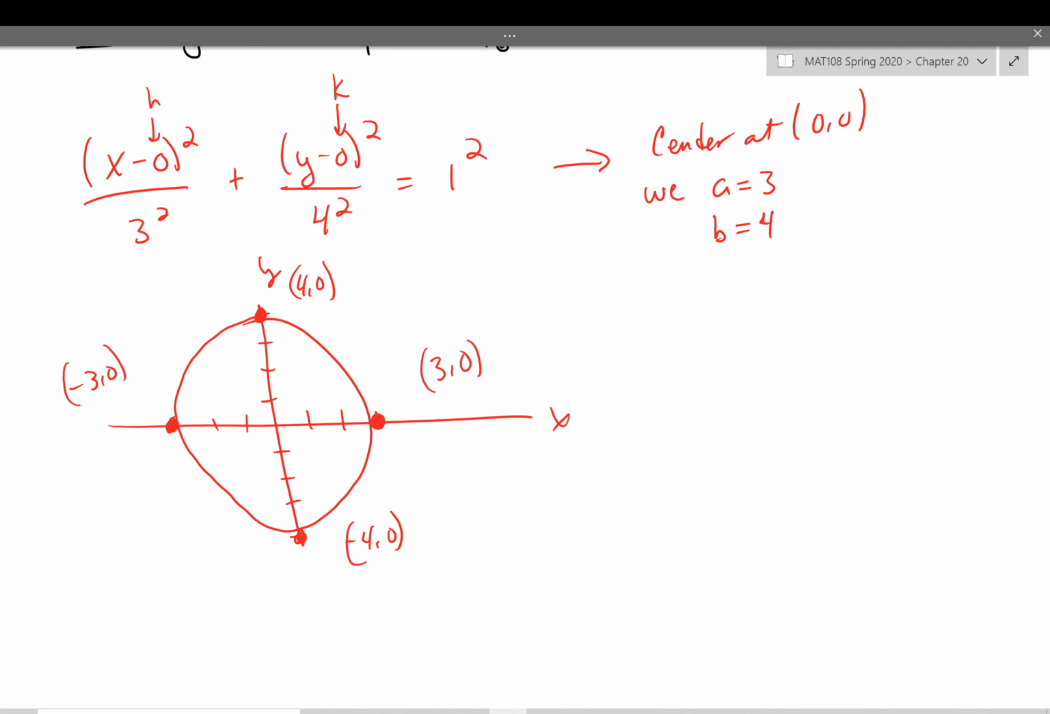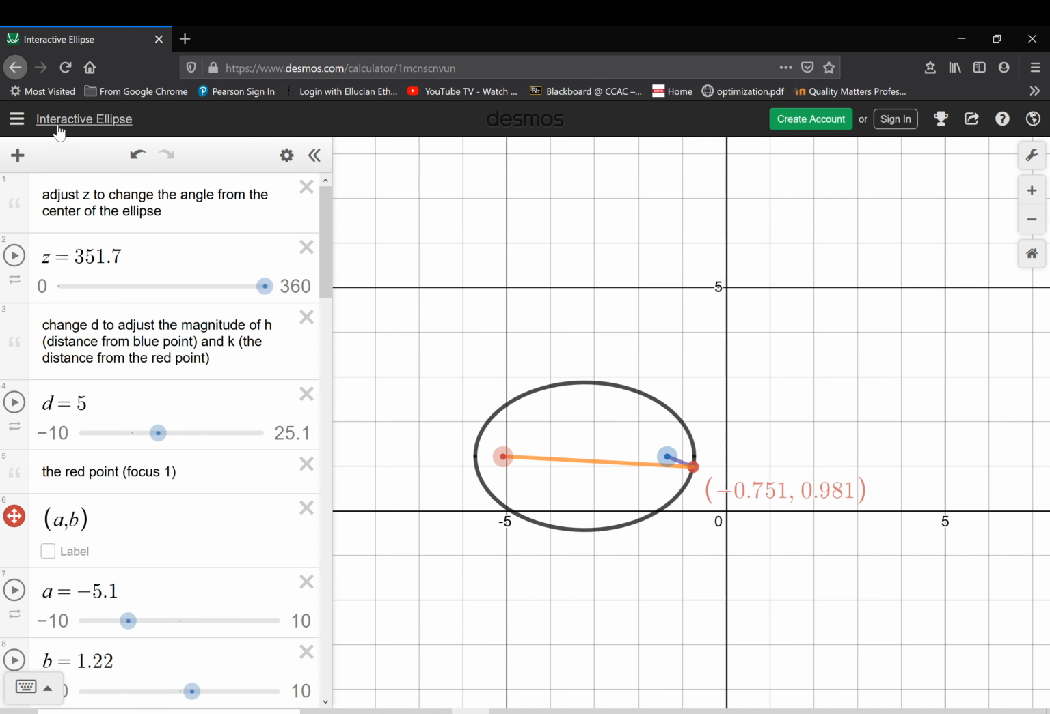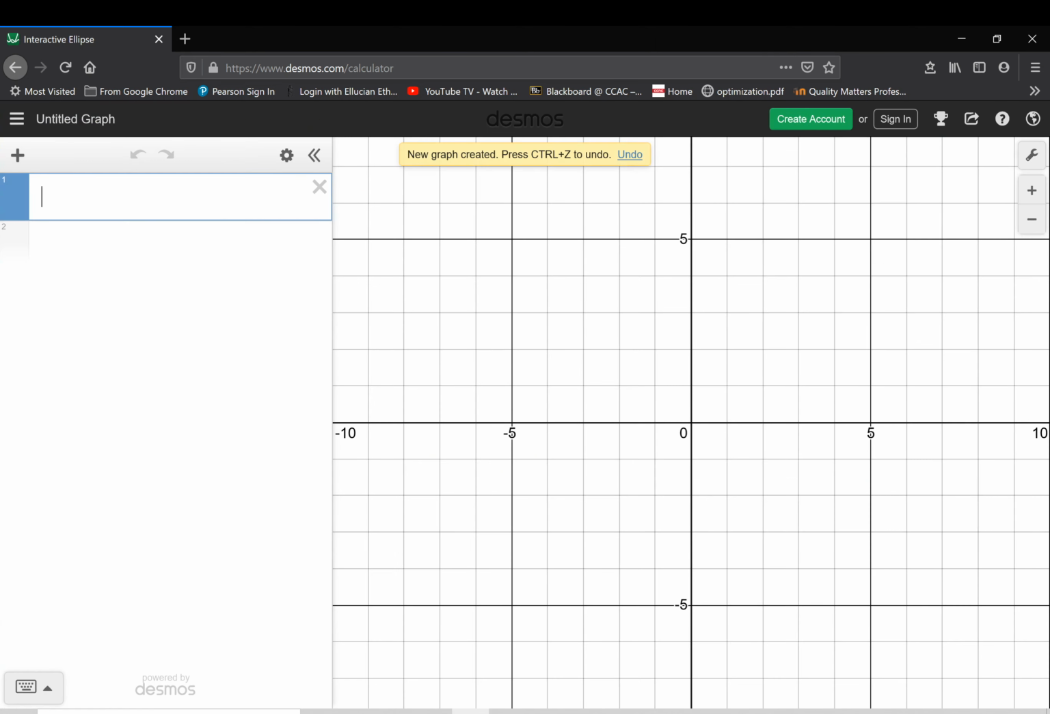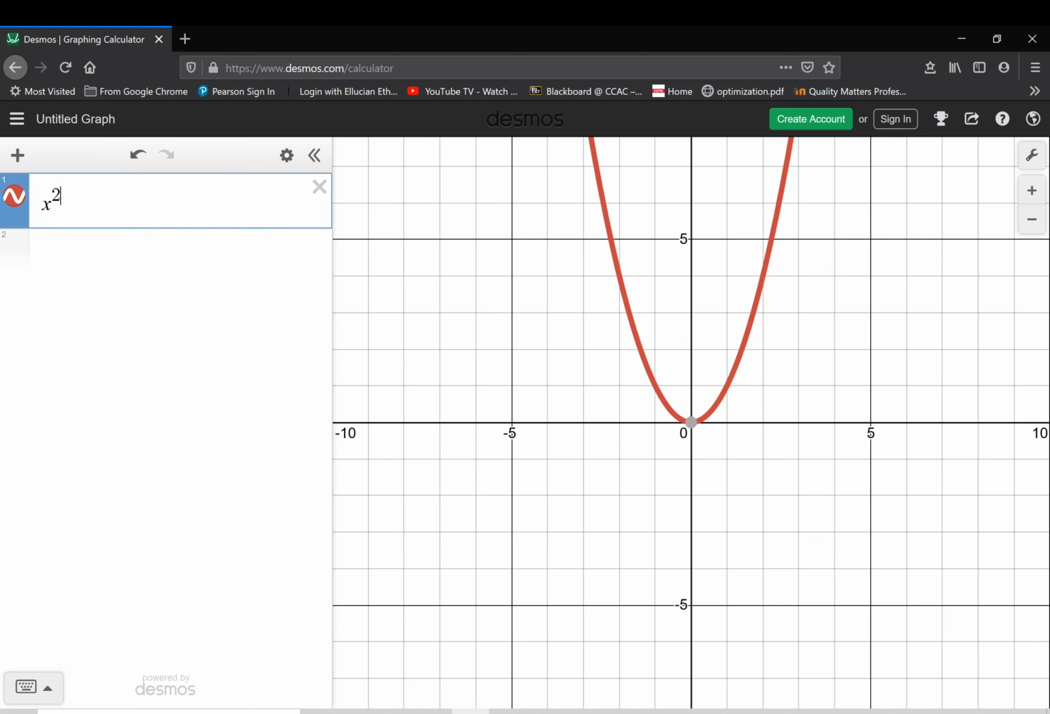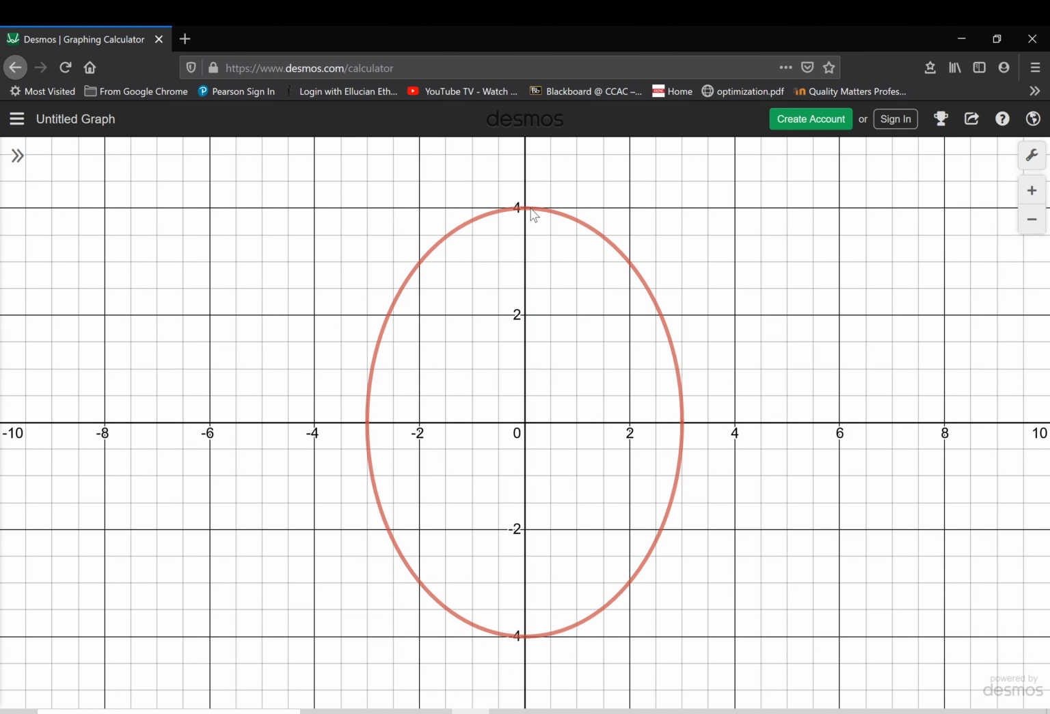Just to make this look nice and neat, let's go into Desmos. Okay. Let's go back into Desmos. So give myself a new graph here. And let's go ahead and do x squared divided by, what was it, 9? Plus y squared divided by 16. Okay, and that equals 1. And as you can see, their ellipse is a lot nicer than my ellipse.